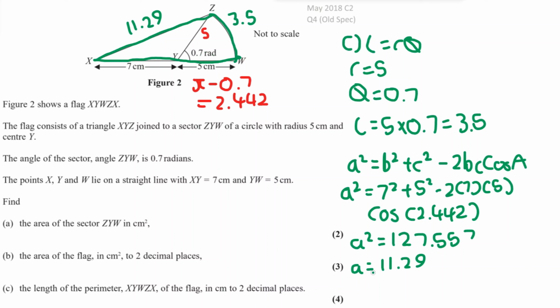So it's going to be 7 plus 5 plus the arc, which is 3.5, plus the other side of the triangle, which is 11.29. And if you put this all into a calculator, you get the answer of, to two decimal places, 26.79 centimeters. And that's the final answer.